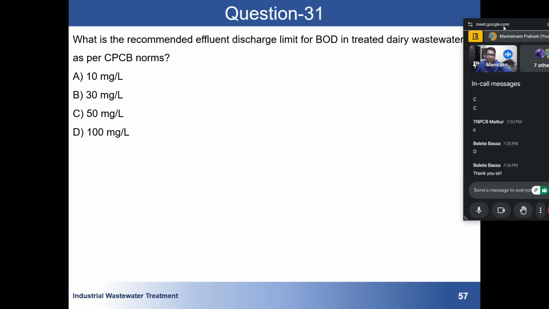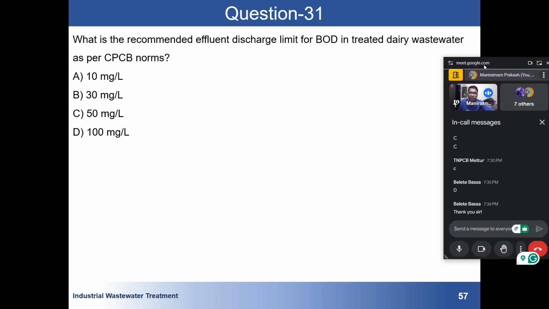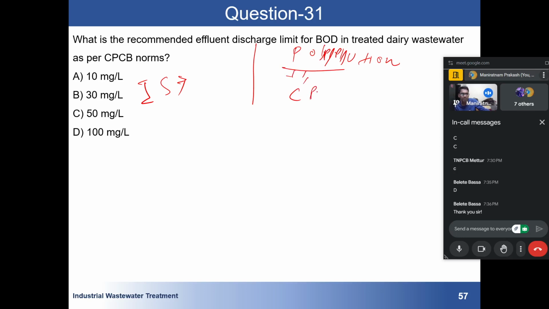Try to answer this question. What is the recommended effluent discharge limit for BOD in treated dairy wastewater as per CPCB norms? If you recall, in India for drinking water we have a standard. Can anyone say what is the Indian standard code for drinking water? And for pollution, suppose we have any wastewater and we are discharging it, then the norms are set by CPCB, the Central Pollution Control Board.